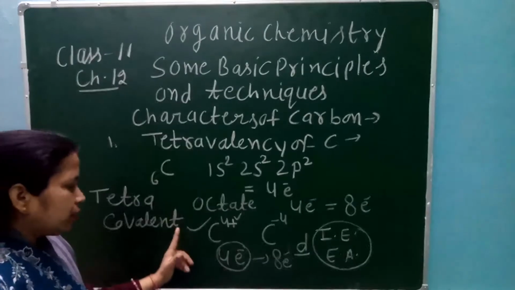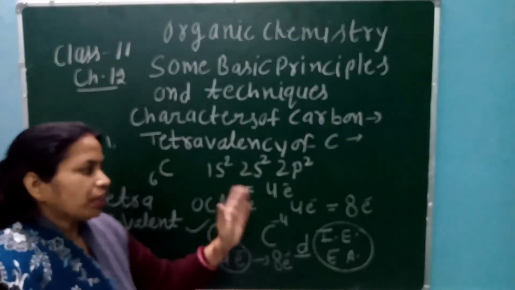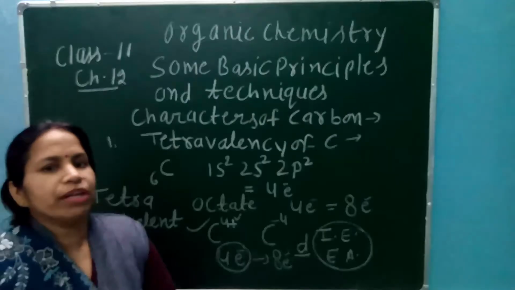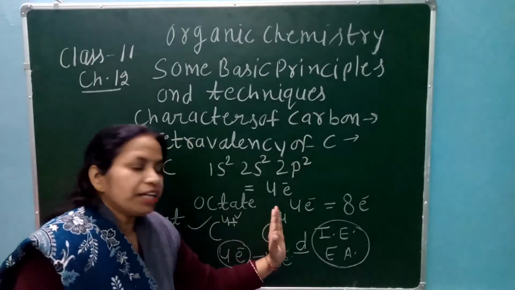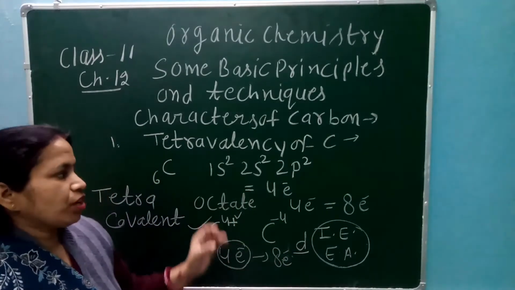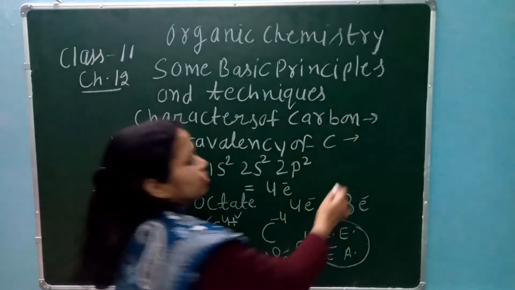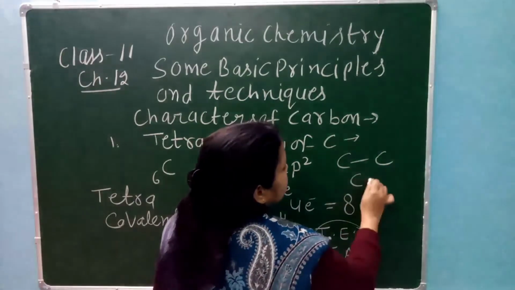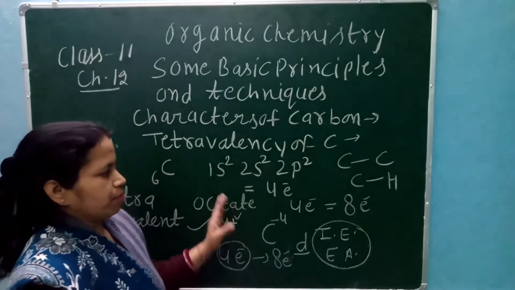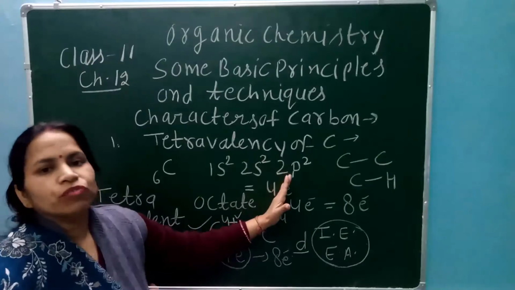Carbon forms 4 bonds by sharing its electrons. When electrons are shared, they form a covalent bond. A covalent bond is present between two non-metals, generally with low electronegativity difference. C–C bond is a covalent bond. C–H bond is also a covalent bond. So these are covalent bonds. Always keep in mind that carbon forms 4 bonds.